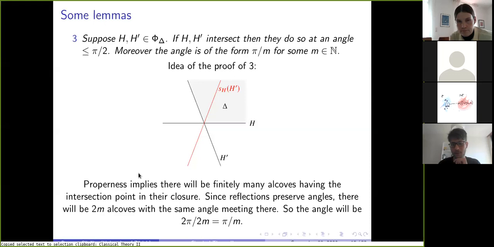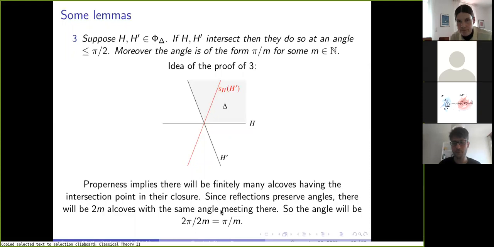And then for the other part, properness will imply there will be finitely many alcoves carrying intersection points. You can just think of taking a closed ball around this intersection point, and intersecting it with the closed alcoves. So you will get a compact set because this is a finite dimensional space, and then just reflect it along. Since they all will contain the intersection point, there must be finitely many because they all intersect by properness.